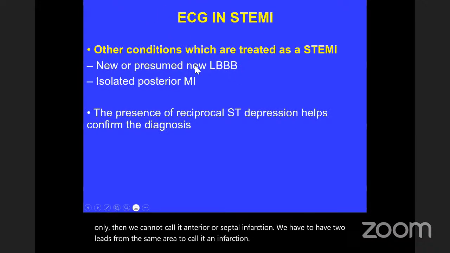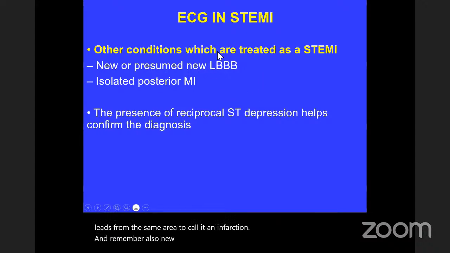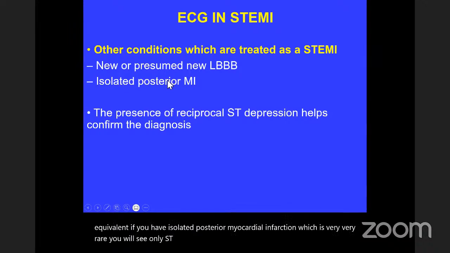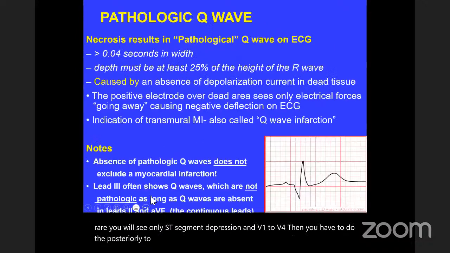Remember also, new left bundle branch block is an ST segment elevation equivalent. If you have isolated posterior myocardial infarction, which is very, very rare, you will see only ST segment depression in V1 to V4, then you have to do the posterior leads to make sure if the patient has posterior infarction.